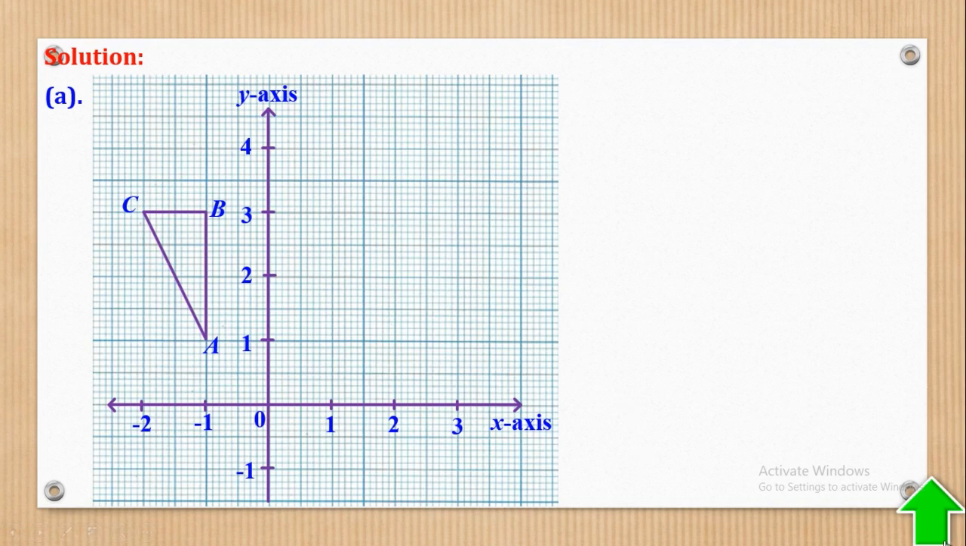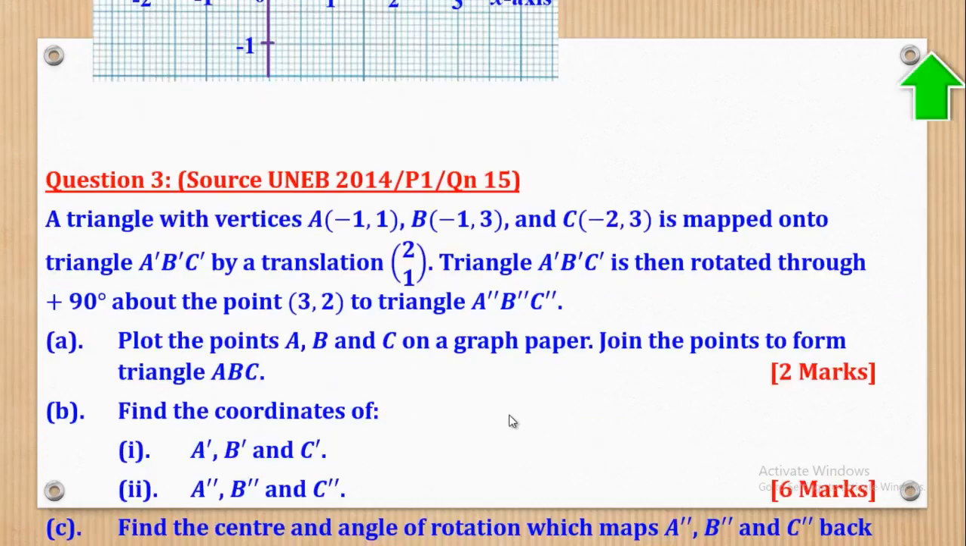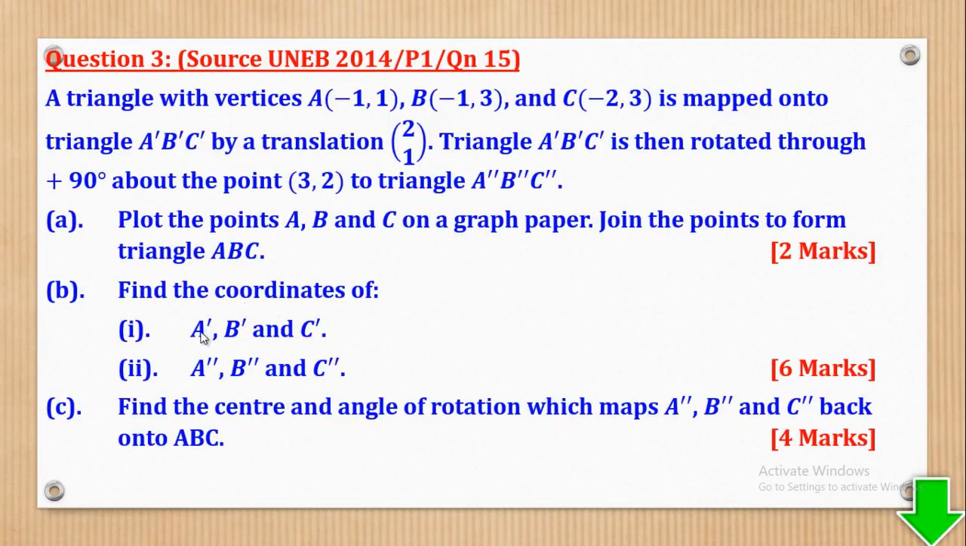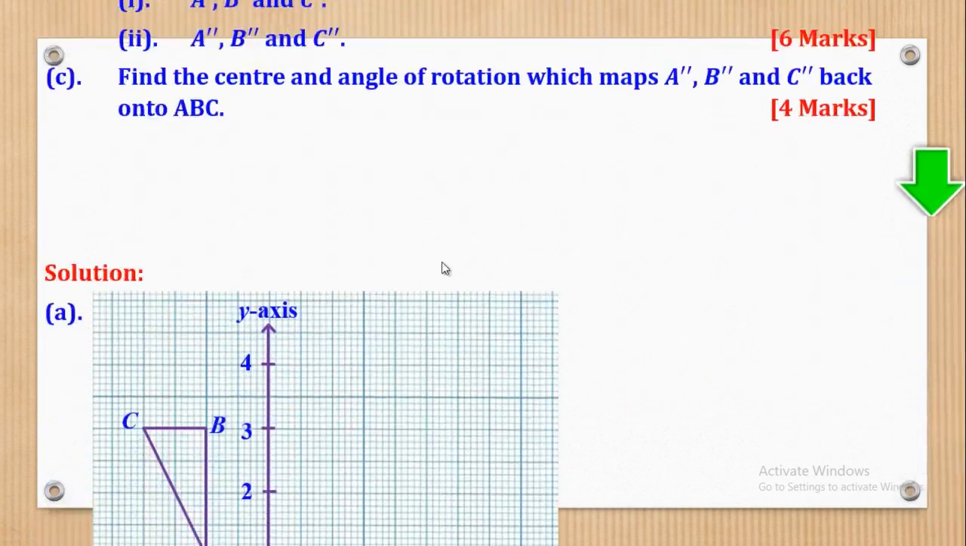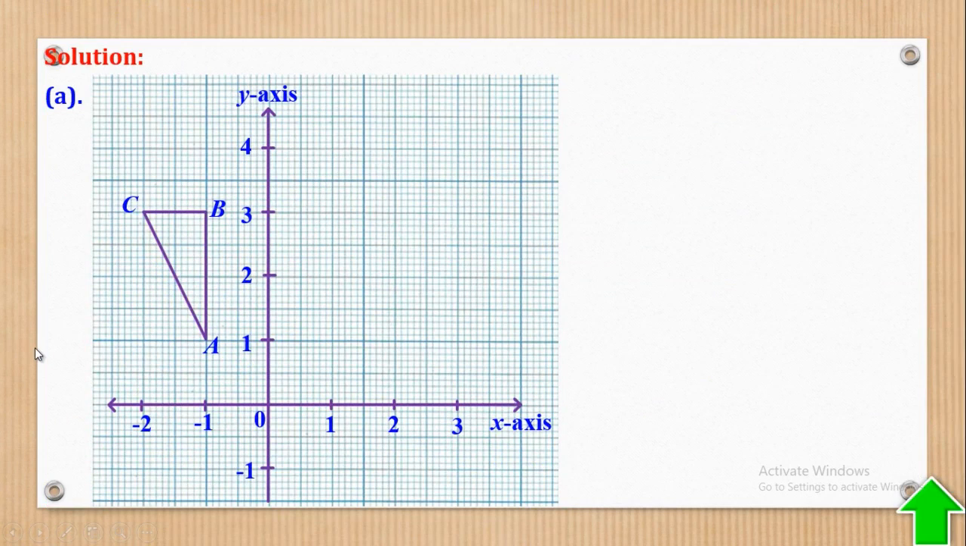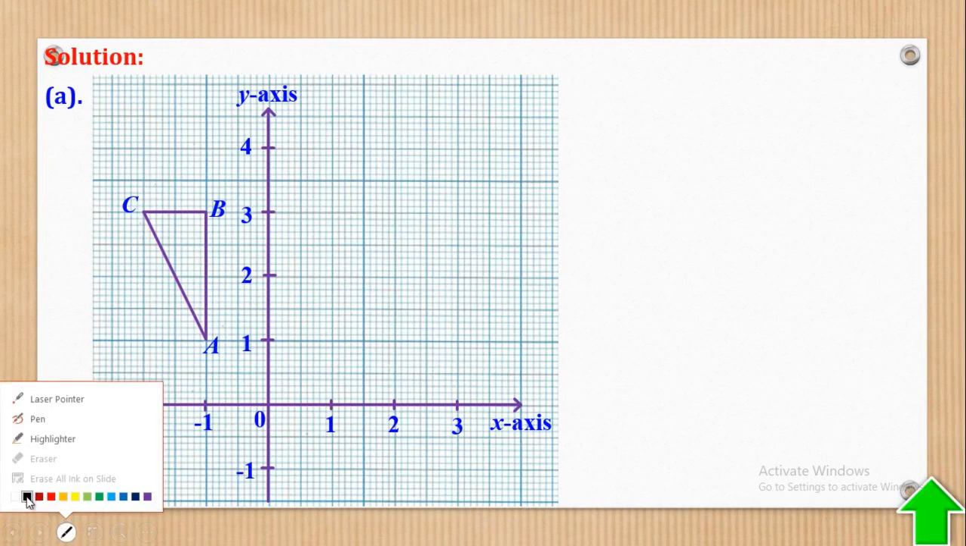What about part B? In part B, they want you to find the coordinates of A prime, B prime, C prime. That was under a translation of (2, 1). Therefore, we shall come here and say that. Now, in the previous question, we saw how to get the images using the calculation method. Now, we're going to see how to use the graphical method.